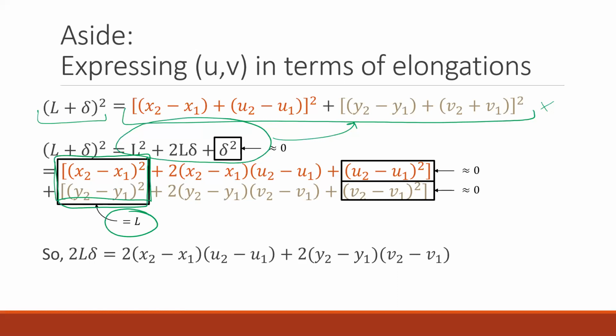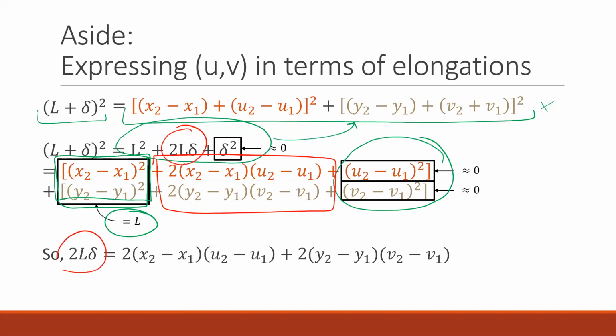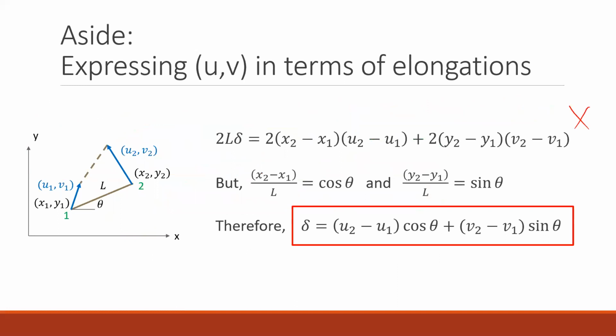I'm going to say that del squared is really, really tiny, and del squared is going to be these terms, which are essentially 0. So I'm going to get rid of those, and what I'm left with is this stuff here in the middle, and it has to be equal to my 2L del. From that, so I'll repeat that equation at the top of this slide. That 2 can get deleted from each term. I know that x2 minus x1 over L is the same thing as calculating cosine of theta. And I know y2 minus y1 over L is the same thing as sine theta.